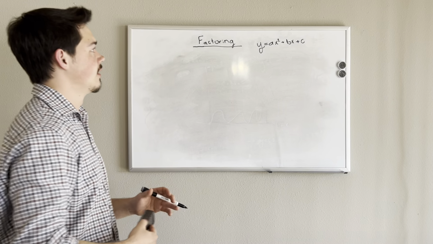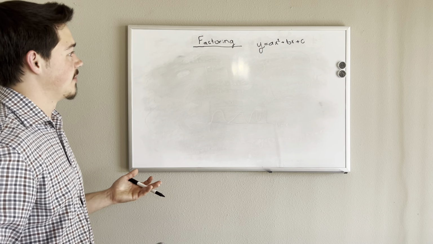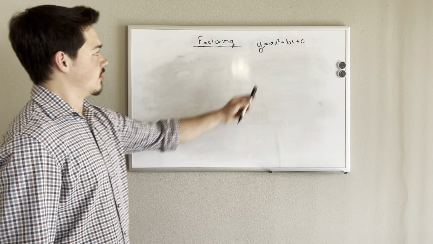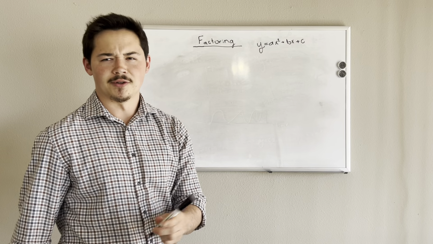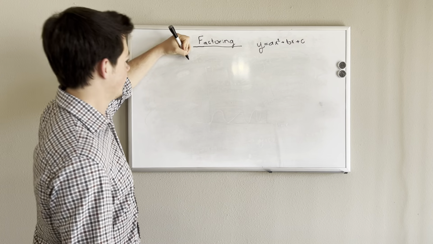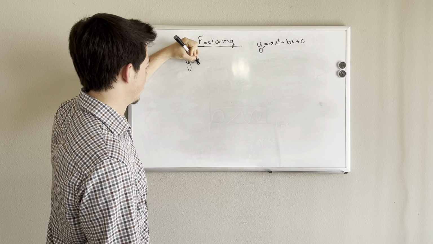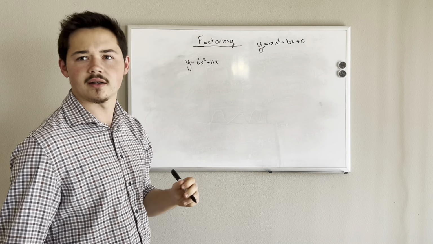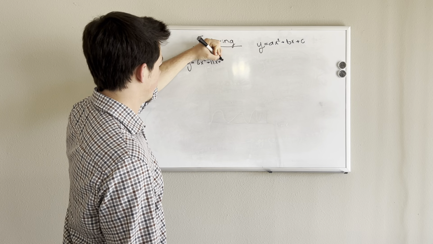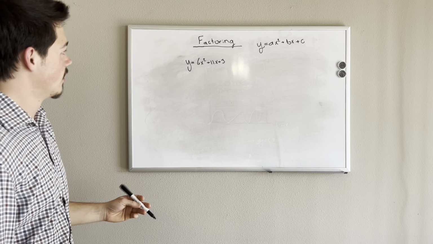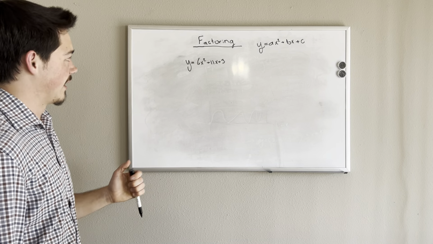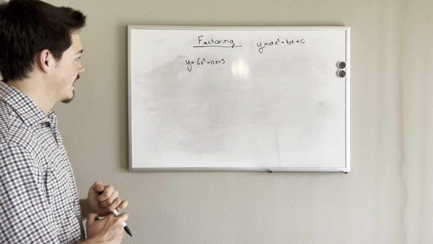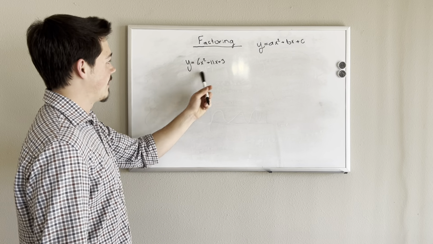Then we want to know, how do we actually go about factoring something? So we'll start out with our first example that I've got written off to the side here. We have y is equal to 6x squared plus 11x, is that correct? Yes, plus 3. And so we know why we might want to factor this, and then we want to know how we can factor this.